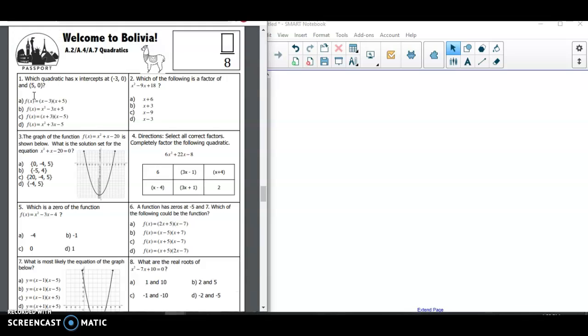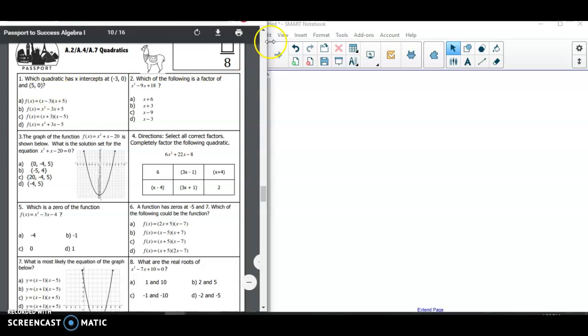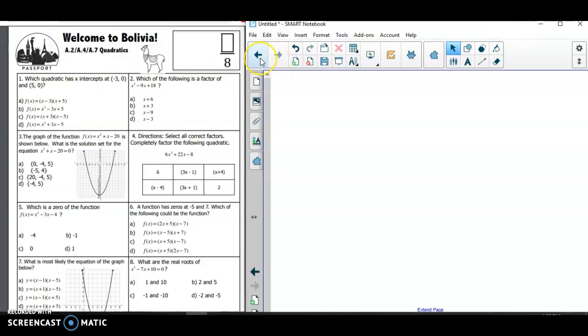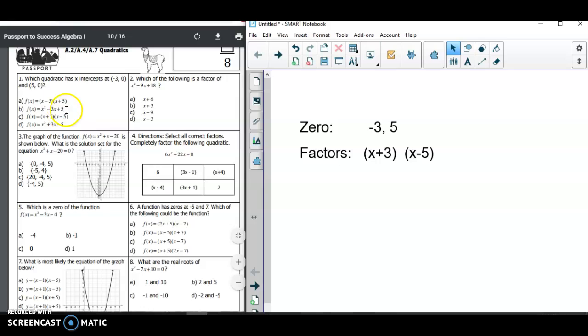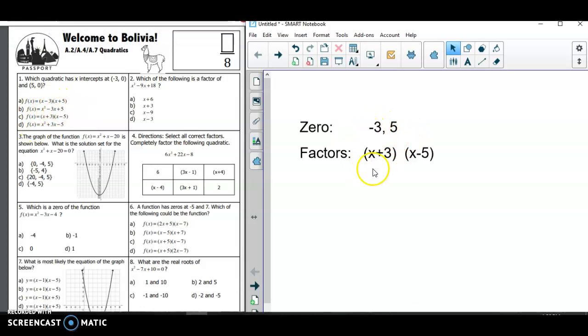Number one says, which quadratic has an x-intercept at -3 and 5? The thing that you need to remember when you're working with factors and quadratics is that when you find your zeros or your x-intercepts, to find the factored form, which is what we see over here, you just take the opposite. So the opposite of -3 is going to be +3. So one of my factors will be x plus 3. The opposite of 5 would be -5. So my factors are going to be x plus 3, x minus 5. So we can see that right here for C.